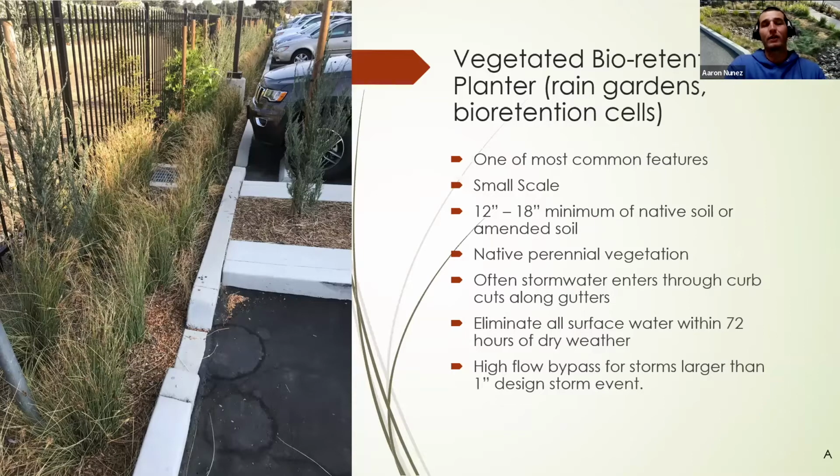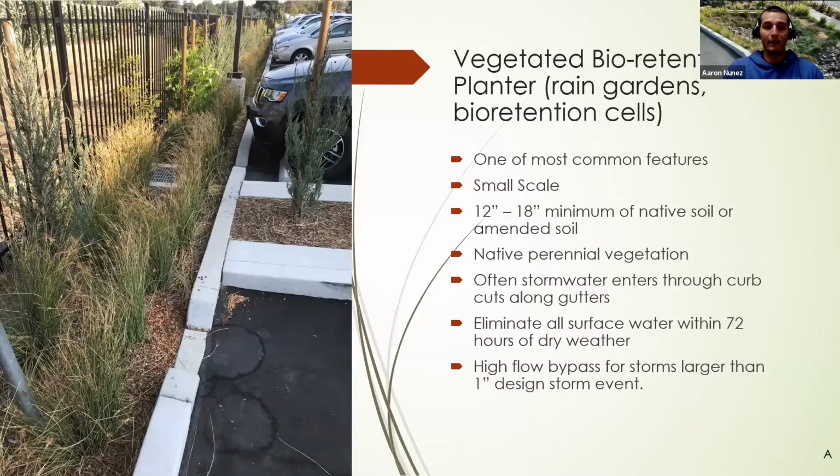Especially in other regions, you'll hear other terms such as rain gardens or bioretention cells, but it can get a little bit convoluted because it can be region specific. But for this case, we're going to be looking at vegetated bioretention planters. You'll see these along roadsides, in front yards or planter strips. In this case, it's in a parking lot. It's one of the most versatile styles of LID features, and at least in the city of Santa Rosa, is probably one of the most common features installed to achieve LID.